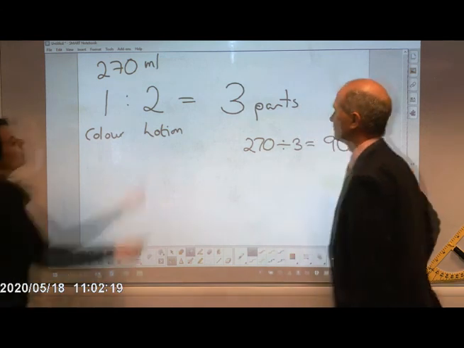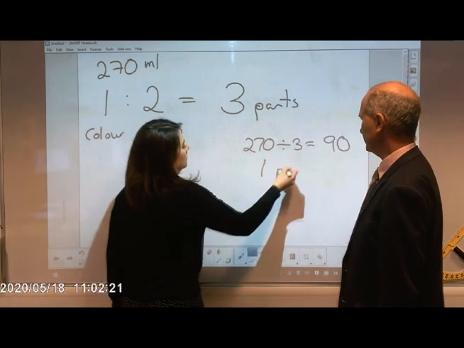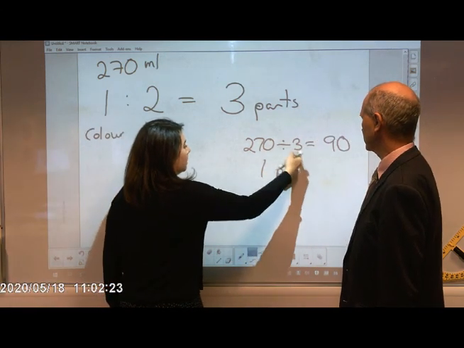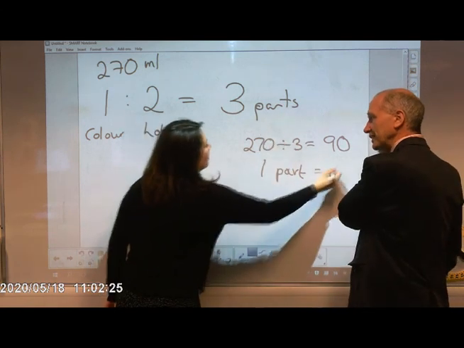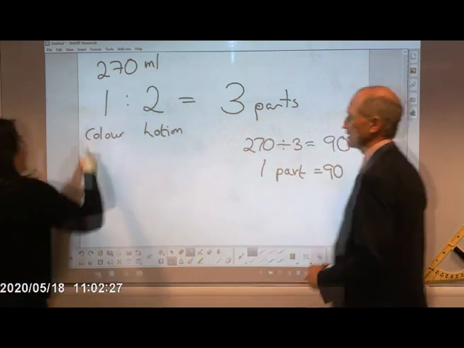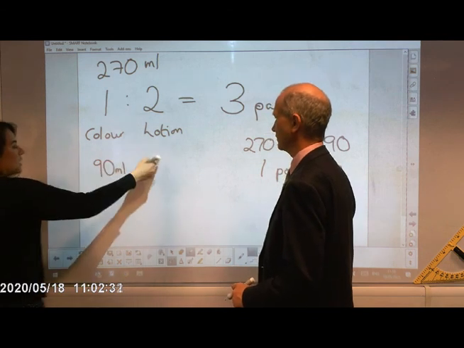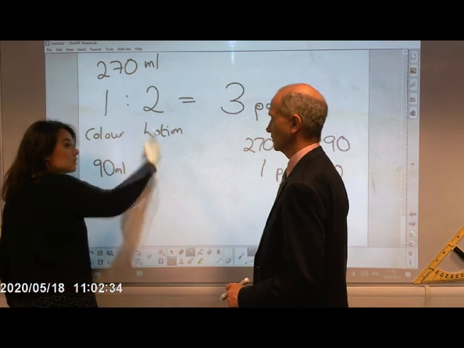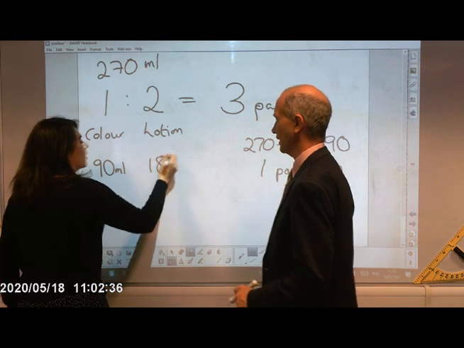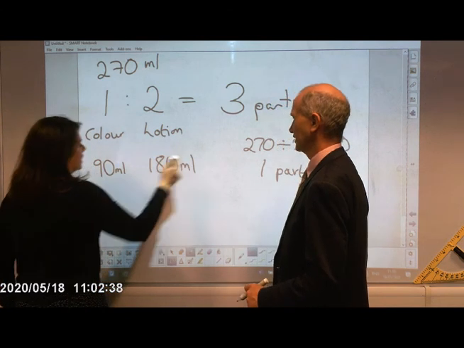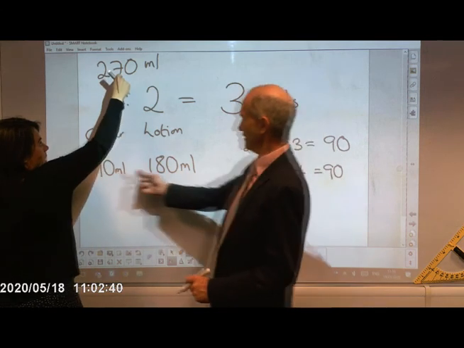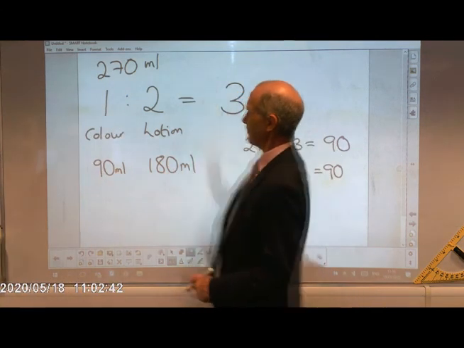So, 1 part, because I've divided my total by 3, so I had 3 parts. So 1 part is 90, which means I'm going to have 1 lot of colour, and I'm going to have 2 parts lotion, so 2 lots of 90. 2 nines are 18, so 180. Check that it adds up to what you were asked for. That's the total. And it does.